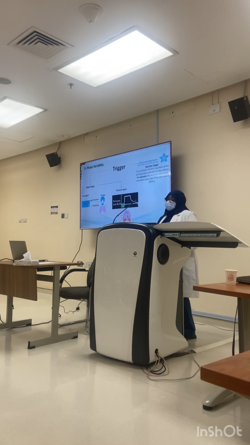Okay, so we're going to talk now about the phase variable. Now the phase variable, this is the third classification. We have trigger. Trigger is, for those who are not RTs or never worked with ventilators, a medical term for breath initiation. So the breath initiation is either by the machine starting the breath, or the patient deciding when to trigger or initiate the breath. If we choose a mode that works with machine trigger or machine initiation, the ventilator will initiate the inspiratory breath.